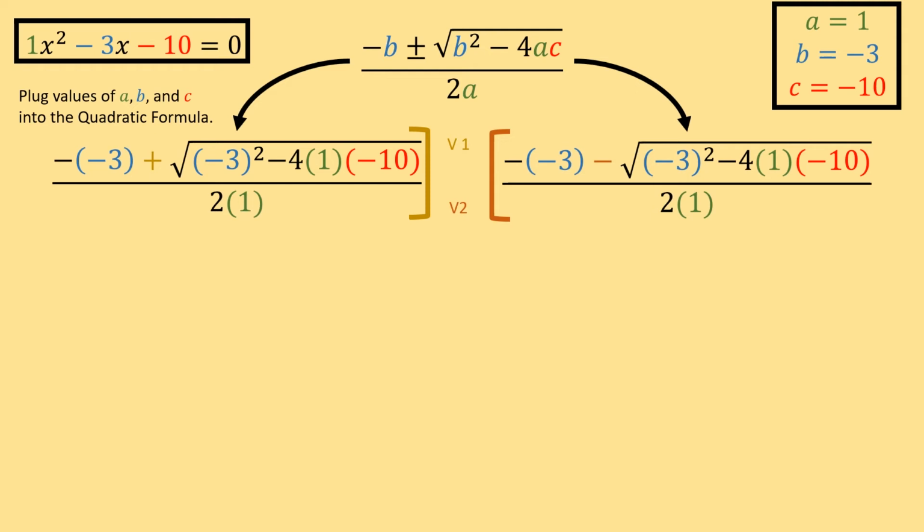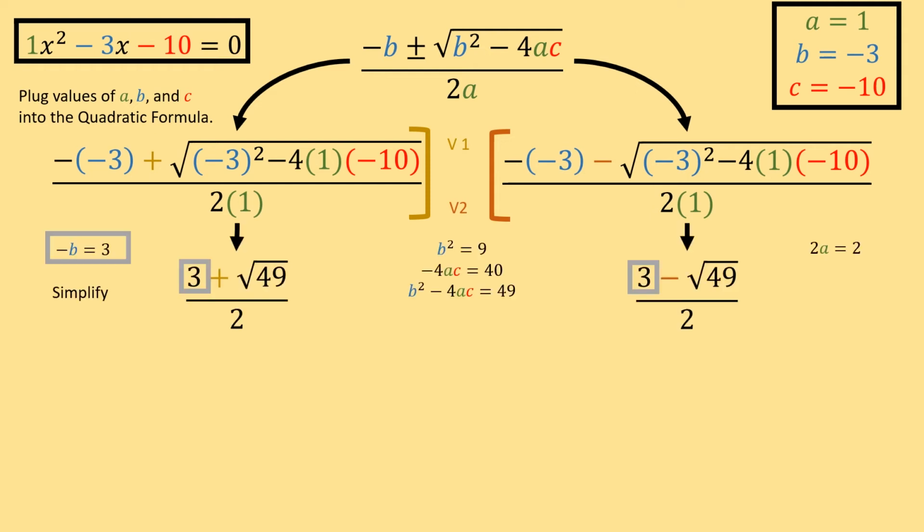Next, we want to simplify our values. Negative b, which in this case is negative 3, is going to end up being positive 3, and so we're going to put that in the same position when we simplify. Also, b squared is 9, because negative 3 times itself is 9. Minus 4ac is 40, because I have negative 4 times positive 1 times negative 10.